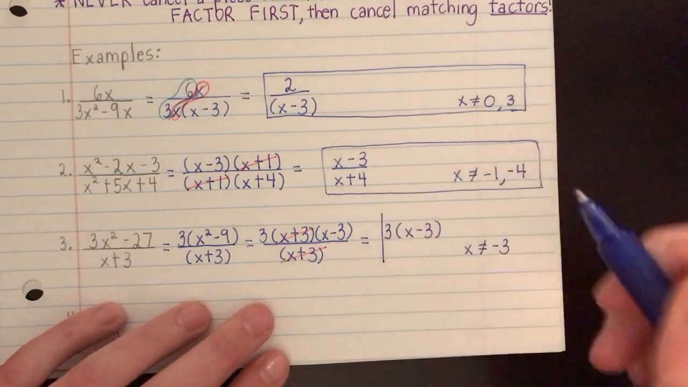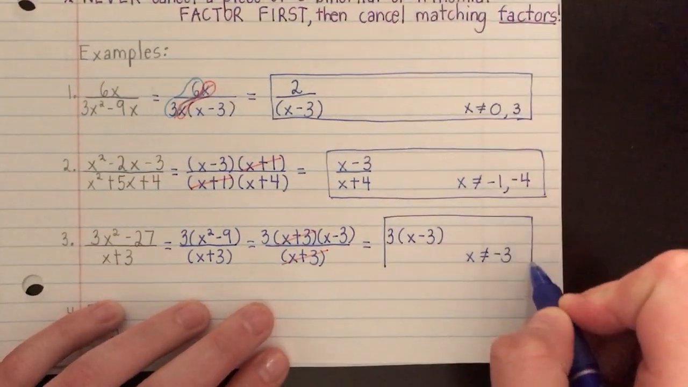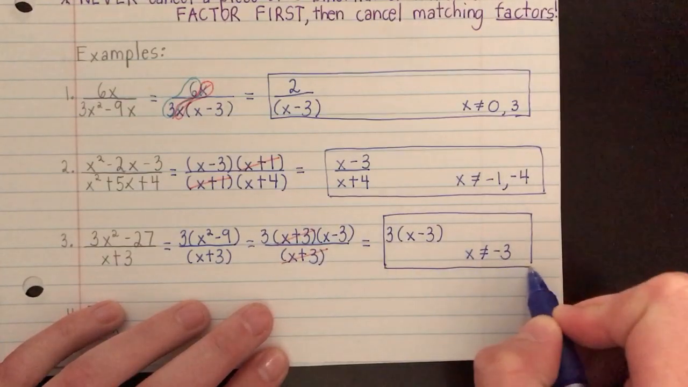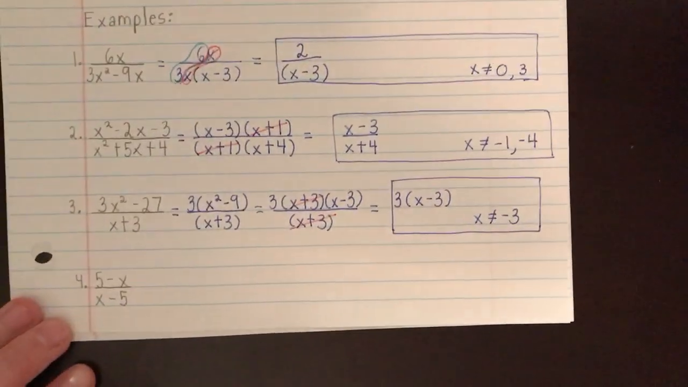And you want to leave it factored out like it is. You don't want to distribute back in. Just leave it nice and factored. All right, moving right along.